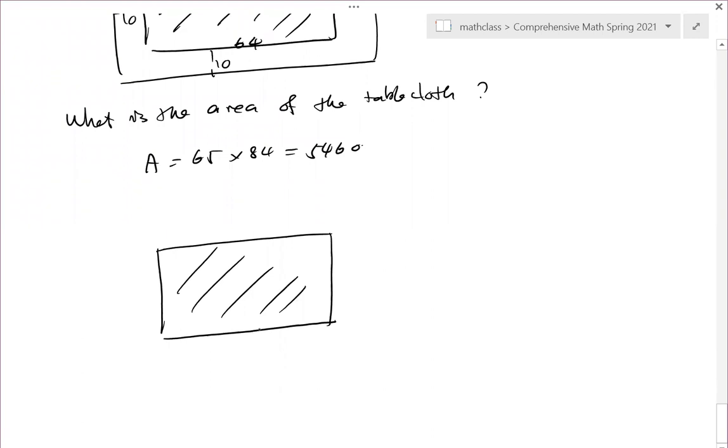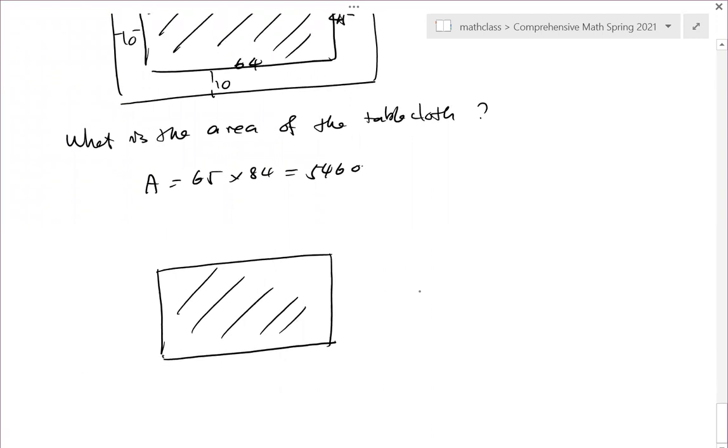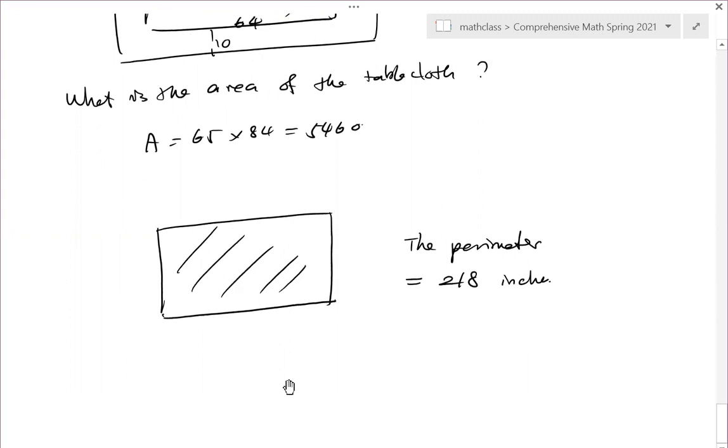we assume that the perimeter of this is going to be, I don't tell you the exact size, I just tell you the perimeter. I don't tell you the dimensions of this rectangle. So that'll be 280 inches.